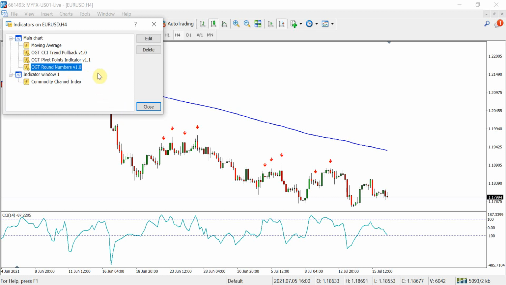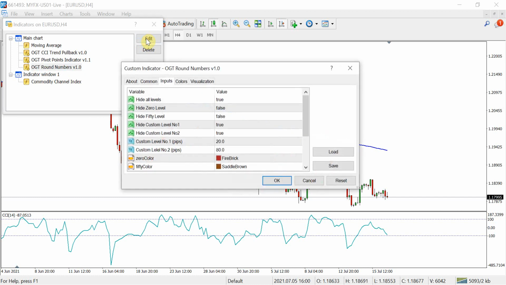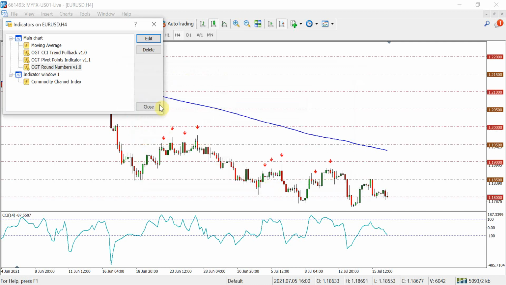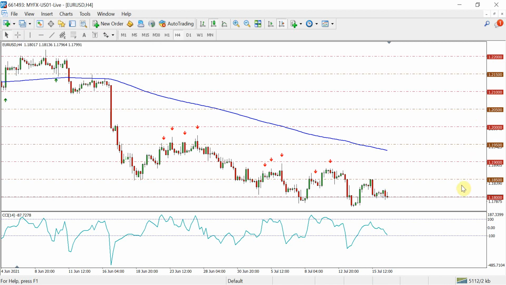The first one is the OGT round numbers indicator, and what this indicator does is provide horizontal lines at the 0 levels and at the 50 levels. So we add those on there now. You can see here that it adds these lines, and these are natural support and resistance lines.